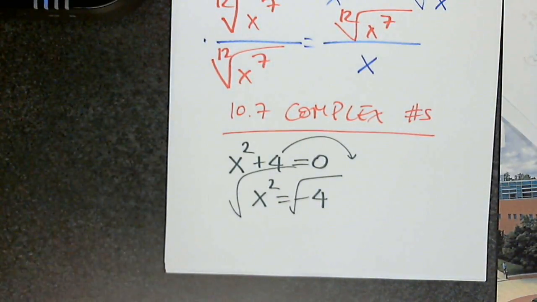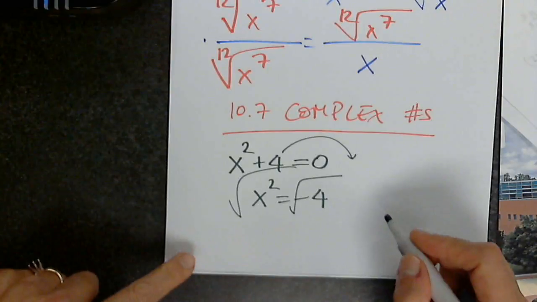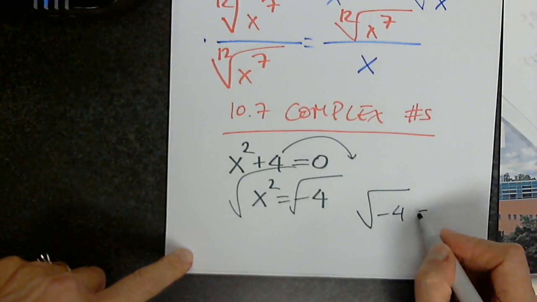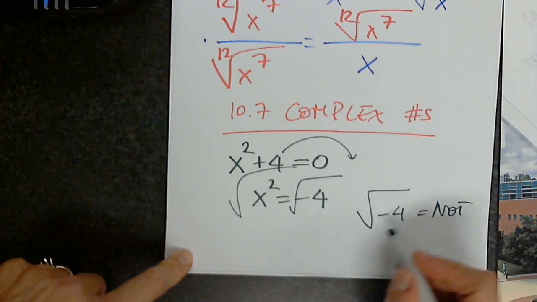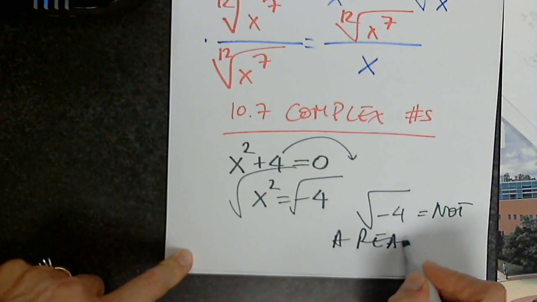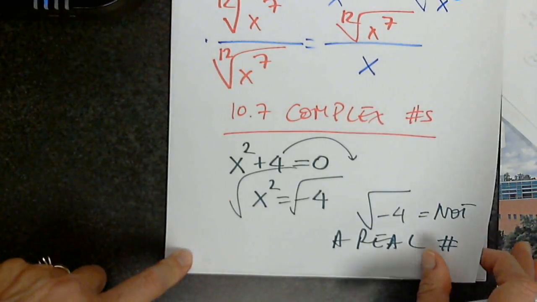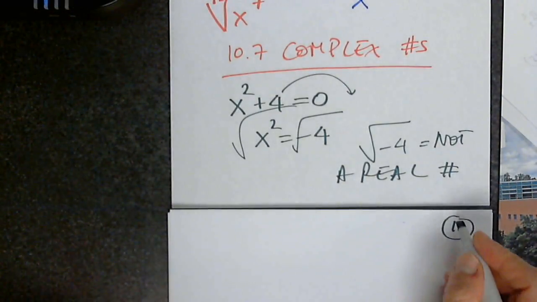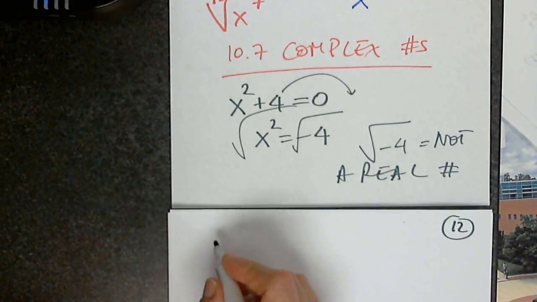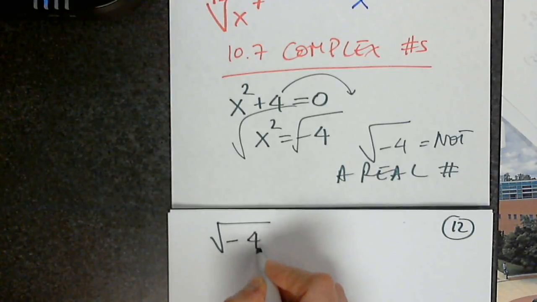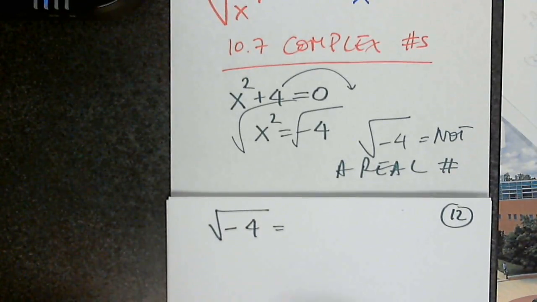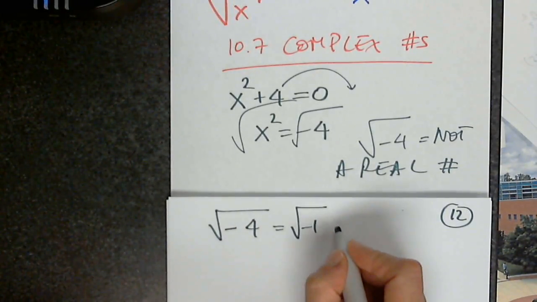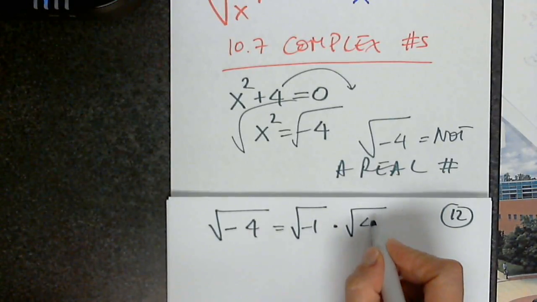Why do I get stuck? Yes, the square root of negative 4, I know it's not a real number. So how do I proceed from here? I will have to break up the square root of negative 4 into two pieces: the square root of negative 1 multiplied by the square root of 4.